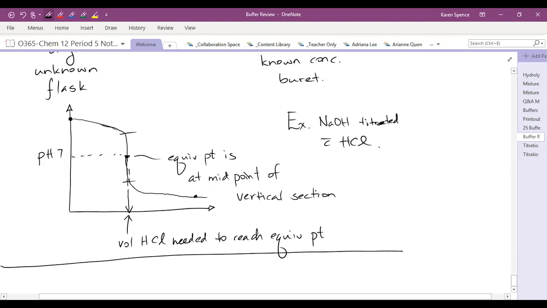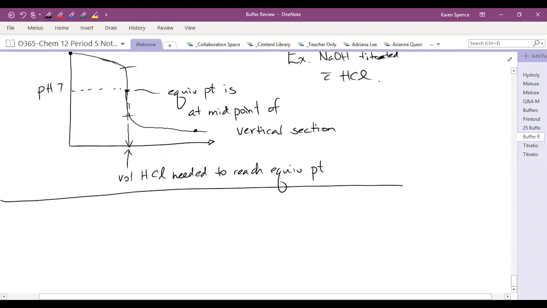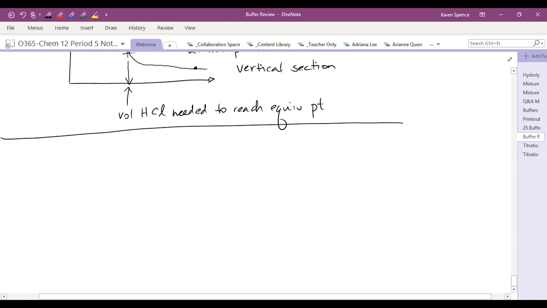So now what we're going to do is we're going to do one that's a little trickier. Okay, and it's going to involve some concepts that we have dealt with in the past. So it's going to involve a concept like hydrolysis. So let's take now a weak acid titrated with a strong base. Okay.